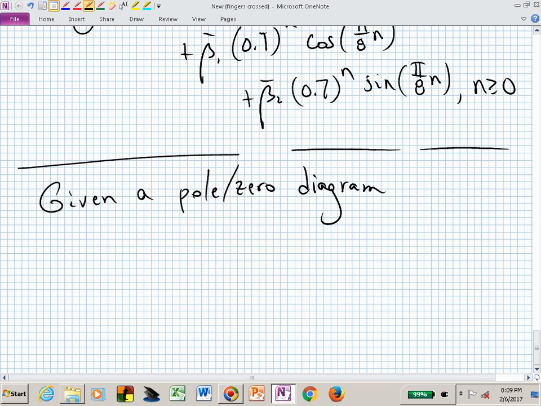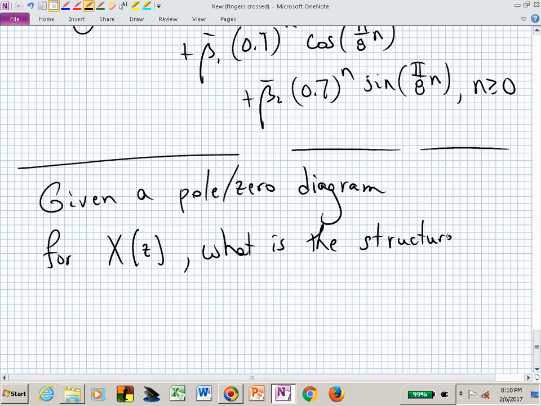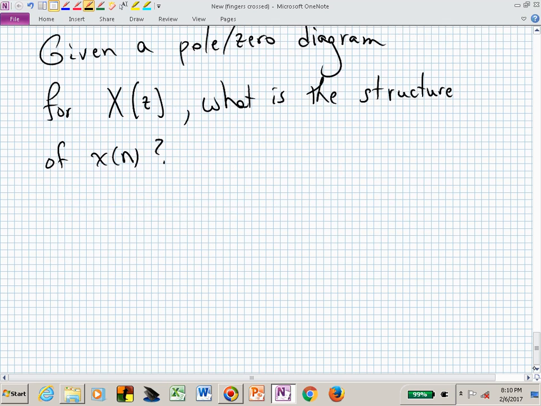7 hours, right? All right, given a pole zero diagram for, let's say, a waveform, capital X of Z, what is the structure of little x of n? Meaning, suppose that I now give you a z-plane, and I now put some poles and zeros down.